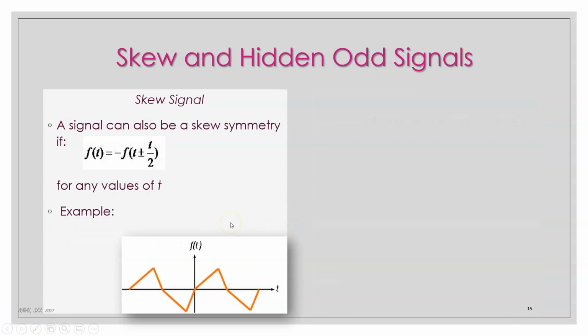Okay, the next one is skew signal. A signal can also be skew symmetric if f(t) is equal to negative f(t plus or minus T over 2) for any values of t. So this is an example. I think you can determine the values yourself. Let's say the value at the peak here is the same as the value of this one, but negative, at t plus T divided by 2.